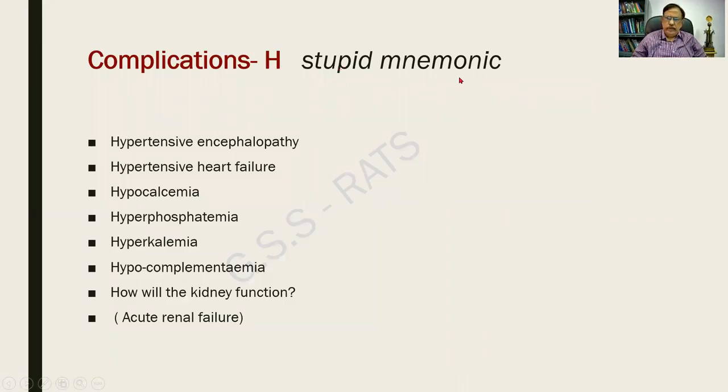Stupid mnemonic. Please remember H. There can be hypertensive encephalopathy, hypertensive heart failure, hypocalcemia, hyperphosphatemia, hyperkalemia, electrolyte imbalances can be there, hypocomplementemia, and how will the kidney function? There will be a renal failure. So remember the H. I hope you people are sharp enough to memorize this.